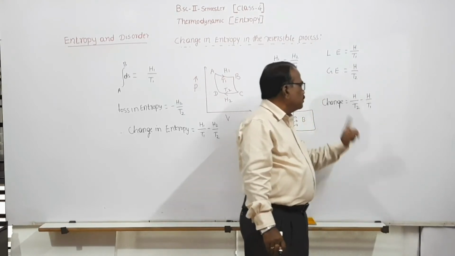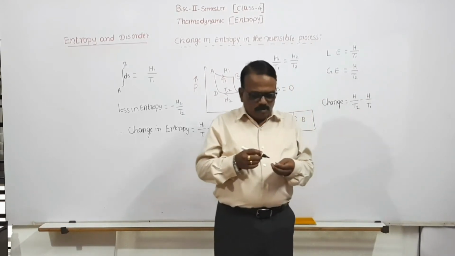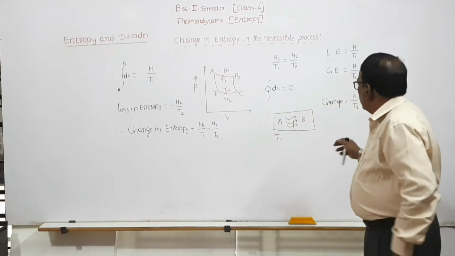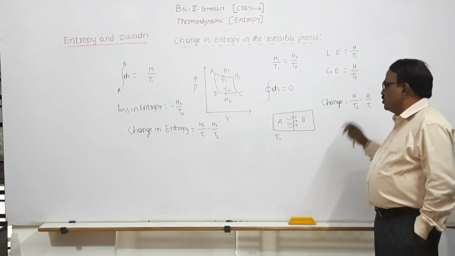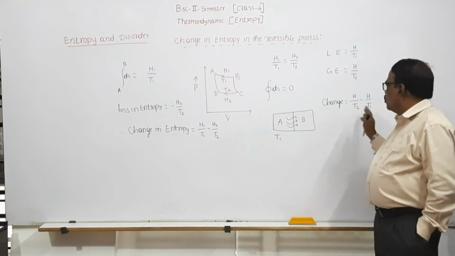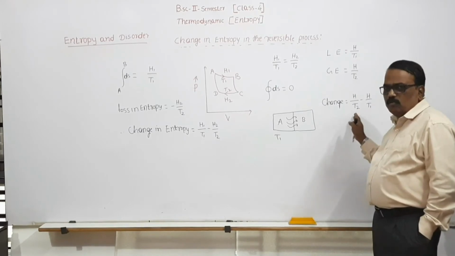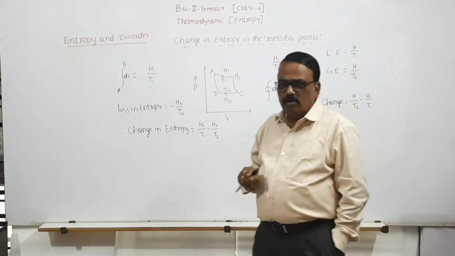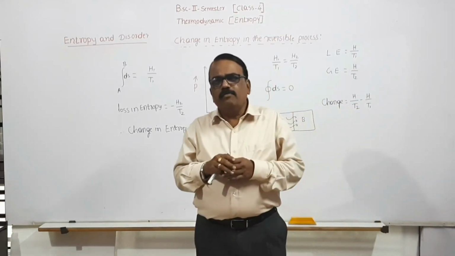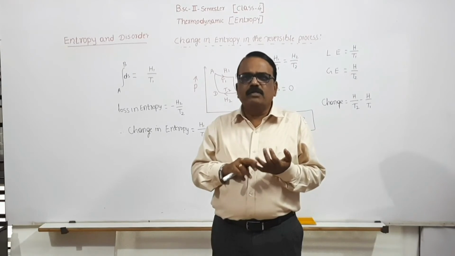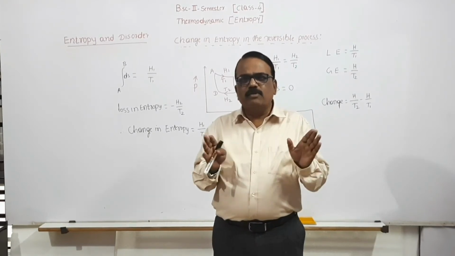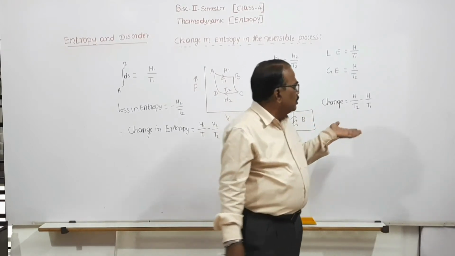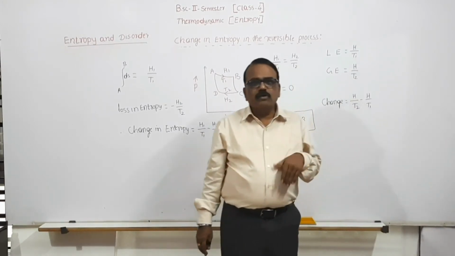So from this it is clear that in the irreversible process the entropy increases. Change in entropy goes on increasing, but in the reversible process entropy remains constant. Irreversible processes are examples of radiation, conduction, etc. They are irreversible processes. That means it cannot be taken back. In those cases, change in entropy goes on increasing.